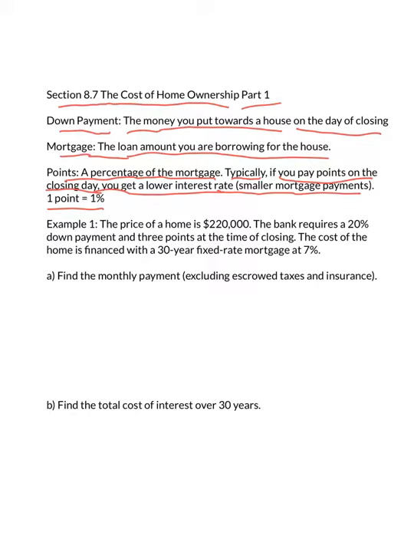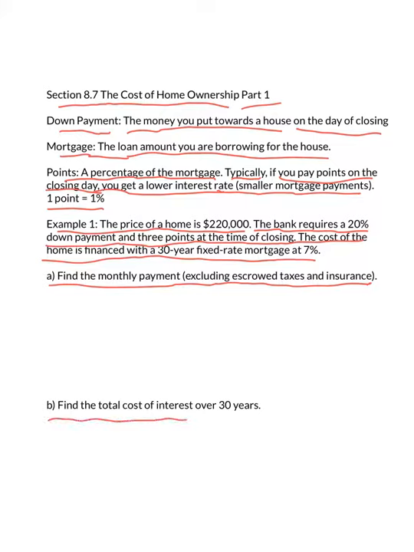Looking at example 1, it says the price of a home is $220,000. The bank requires a 20% down payment and 3 points at the time of closing. The cost of the home is financed with a 30-year fixed-rate mortgage at 7%. A, find the monthly payment excluding escrowed taxes and insurance, and then part B, find the total cost of interest over 30 years.